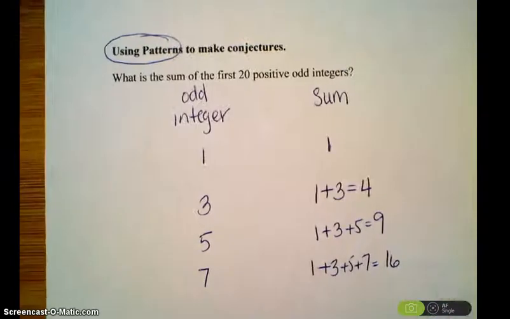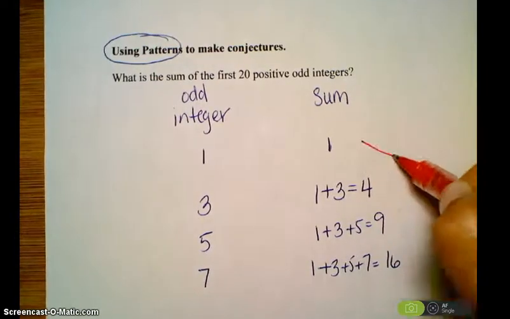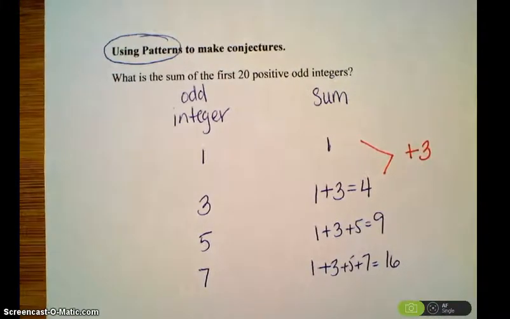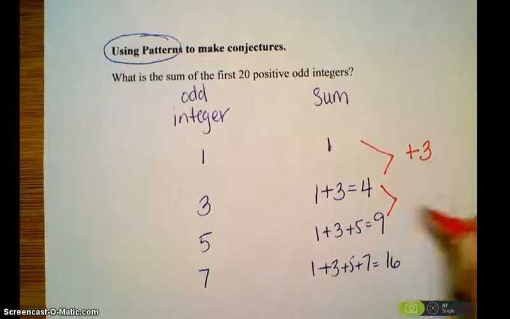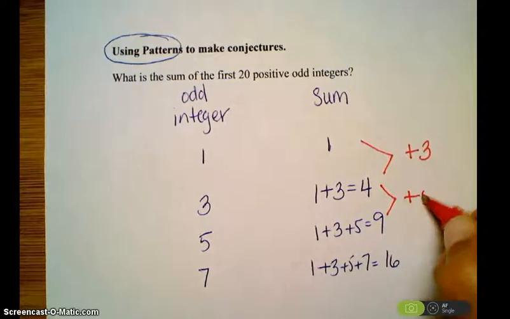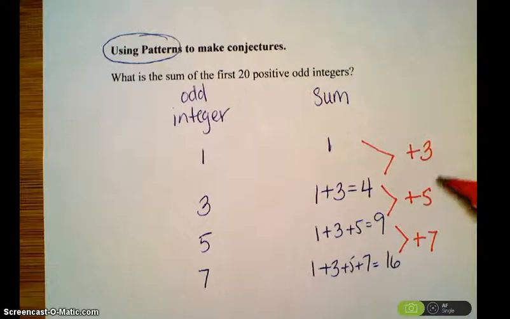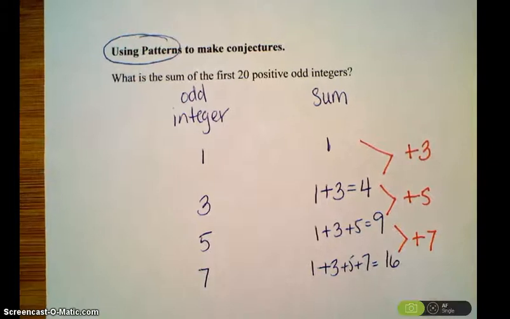Okay, so then I take a look at that and I say, is there a pattern from number to number? If I look at that, I can see that to get from 1 to 4, I'd add 3. To get from 4 to 9, I'd add 5. 9 to 16, I'd add 7. And as you can see, the pattern is we're adding the next odd integer onto our sum. Okay, let's make a note about that.